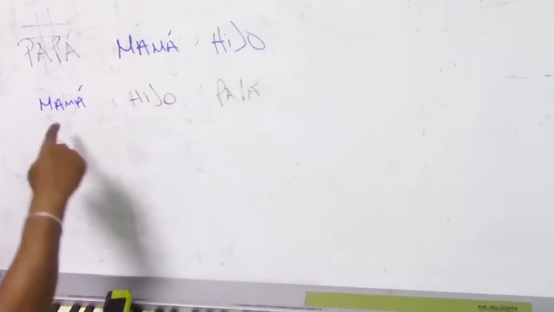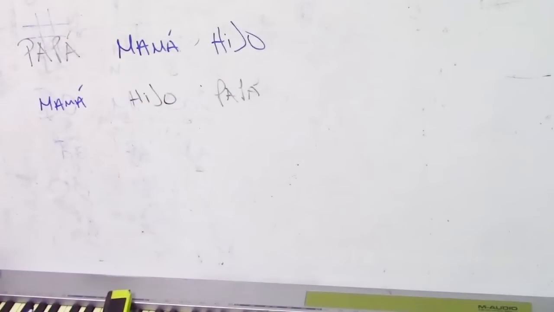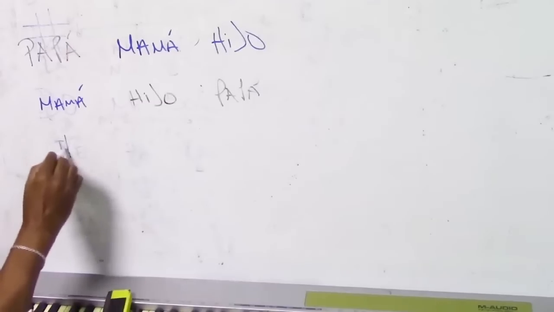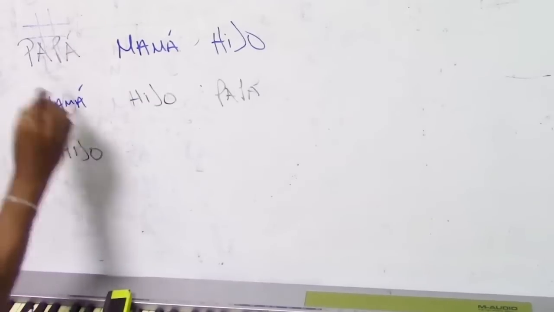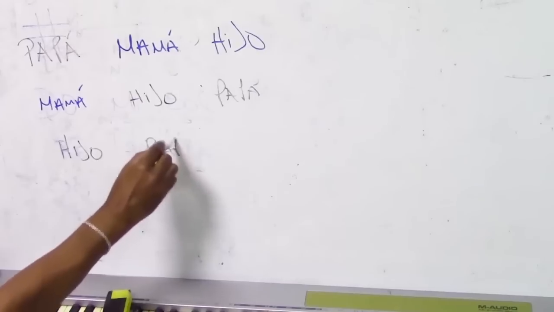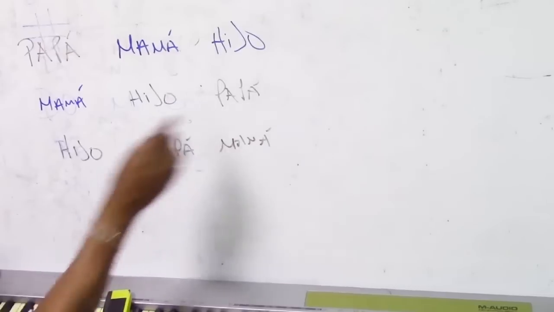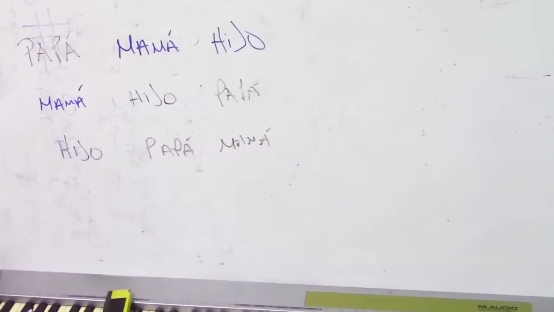Do you think that this is a different family? No, this is not a different family. It's still the same family, but with the order inverted. Now I can create a new picture starting with the son. If I start with the son, the dad will be in the middle and the mom will be at the end. Is this a different family? No, this is the same family, but I inverted the order of the members.